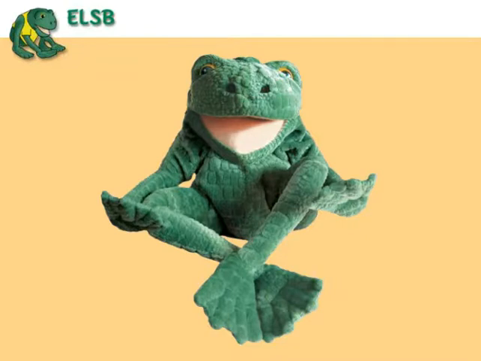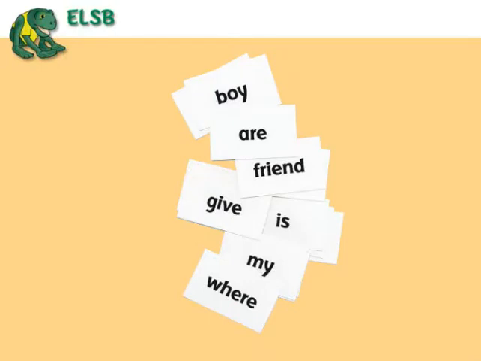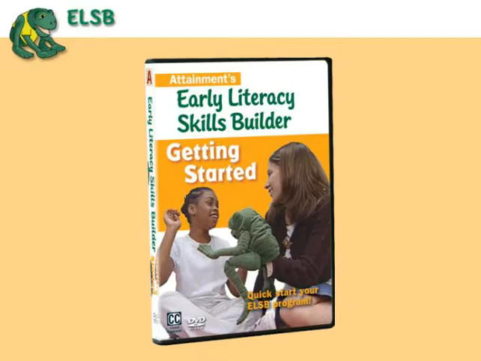And there's Mo, the motivating force behind the Early Literacy Skills Builder. You will see Mo used throughout the scripted lessons and in the adjunct activities. These are the flashcards that your students will use in the flashcard game, which is highlighted in Objective 1 and Objective 2. And this is the Getting Started DVD, which highlights footage from actual classrooms in the Charlotte-Mecklenburg School District.